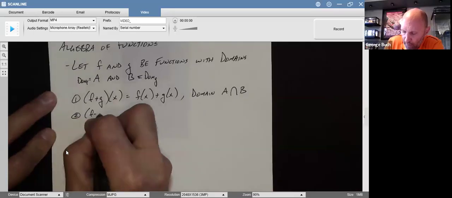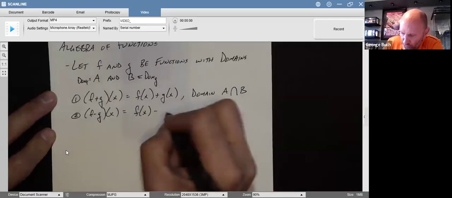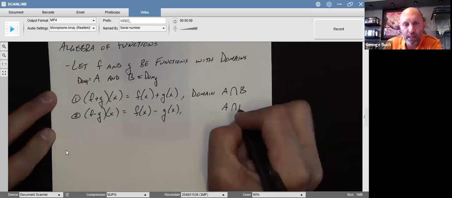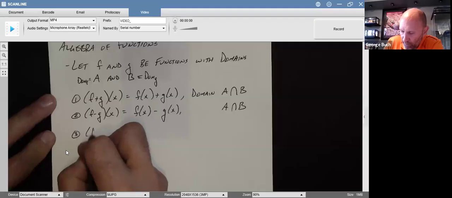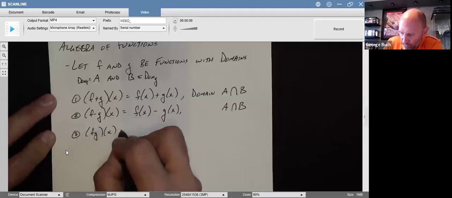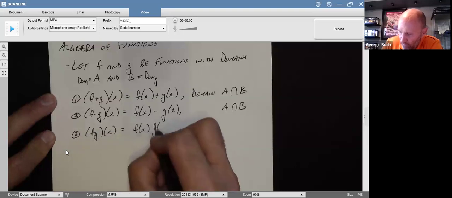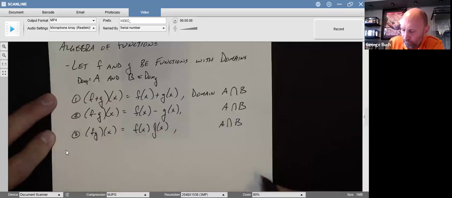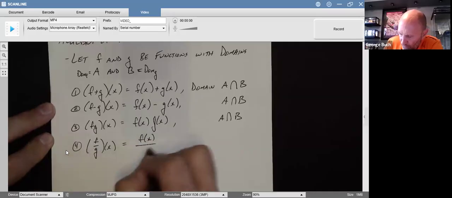If I have f minus g of x, this is just f of x minus g of x. And again, the domain is A intersect B. If I have f times g of x, this is just f of x times g of x. And again, same domain, A intersect B. And lastly, f divided by g of x is just f of x divided by g of x.